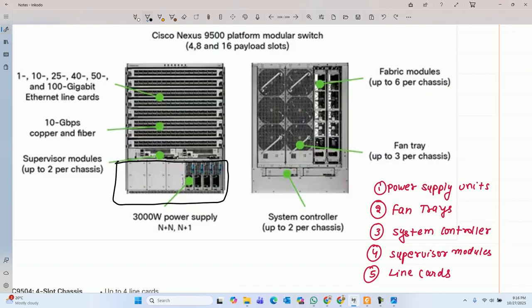And the power supply units are available in both formats, guys: alternating current or direct current, AC or DC versions are supported. Then the power supply units are also hot swappable, meaning that in a running device you can just add or remove these power supply units.